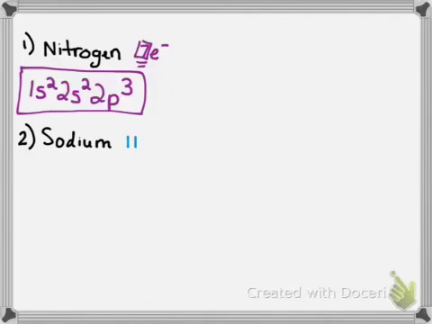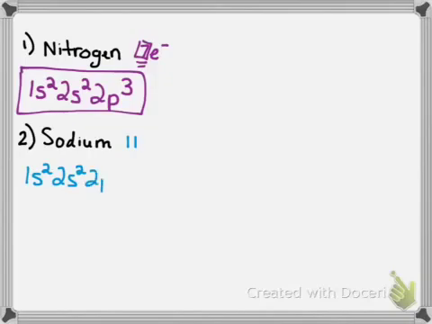So again, we start at the beginning. You start at your 1s orbital. S orbital can hold 2 electrons, and we need both of those. Next orbital is 2s, which can also hold 2 electrons. That gives us 4. So we need 11. And so 11 minus 4 is 7, so we need 7 more.